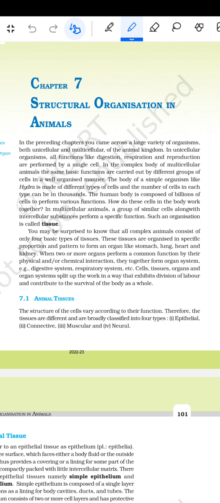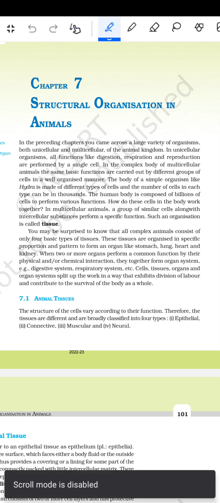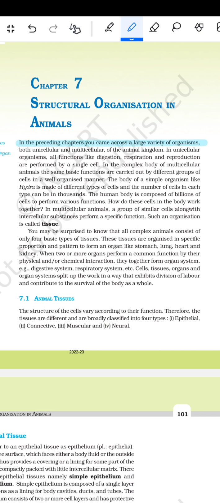Structural Organization in Animals and Cells. The text says that in the preceding chapter we came across a large variety of organisms, both unicellular and multicellular, of the animal kingdom. In the unicellular organism, all functions like digestion, respiration, and reproduction are performed by a single cell. In the complex body of multicellular animals, the same basic functions are carried out by different groups of cells in a well-organized manner.